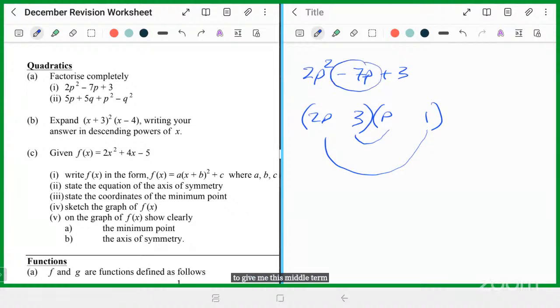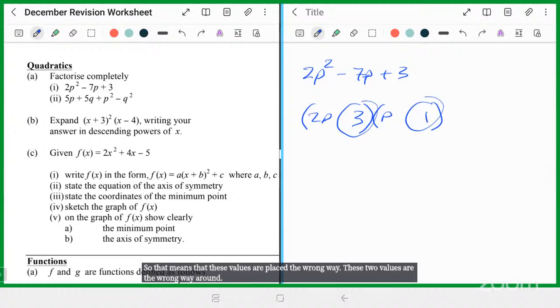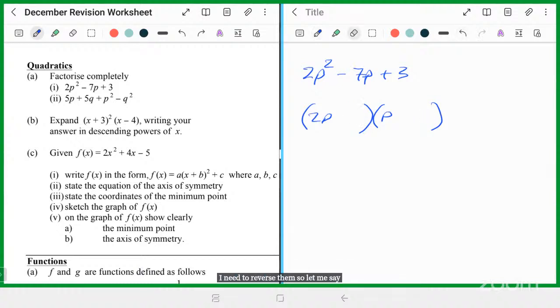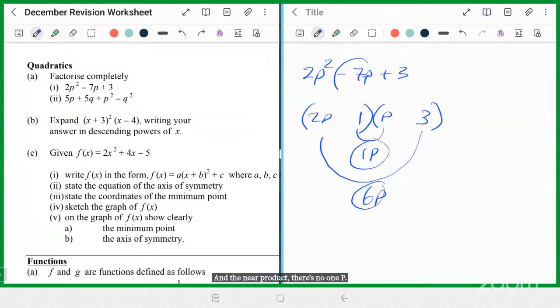The sum of the far product and the near product is going to be the middle term. Right now, the far product will be 2p and the near product will be 3p. When I add them, I'm getting 5p, but my middle term is actually 7p. It's actually negative 7p. So that means that these values are placed the wrong way around. I need to reverse them. So let me put the 3 this time here and the 1 there. So the far product is now 6p and the near product is now 1p. 6p and 1p is 7p.